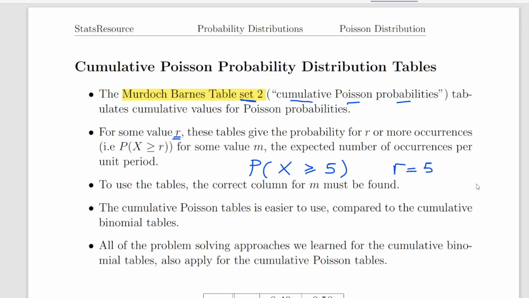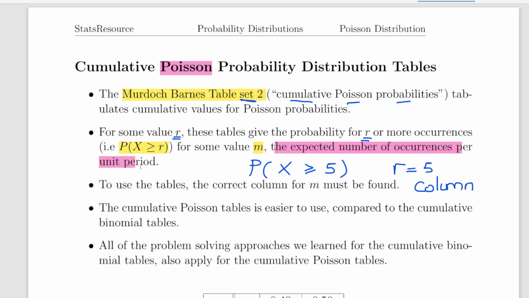So that will be along the column. Okay? Those values along the column, and they should go from 0 to some sensible upper threshold. Now these tables give the probability of r or more occurrences for a random variable x. Okay? So the probability of x greater than or equal to r. That's very important actually, for some value m. M here is the expected number of occurrences per unit period.